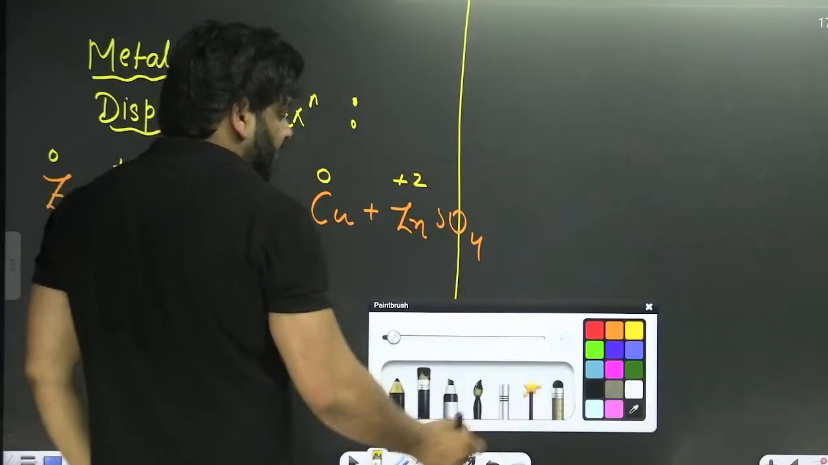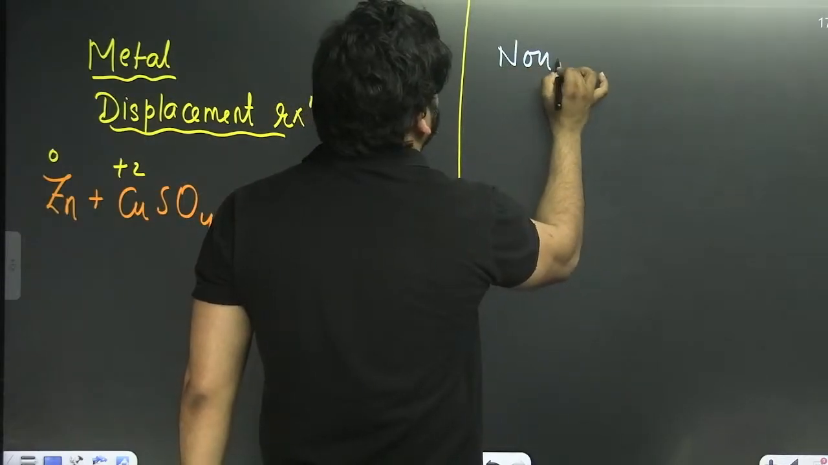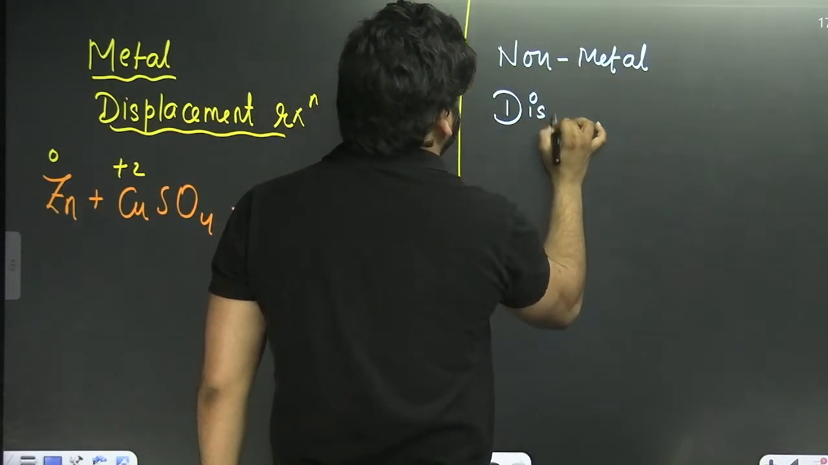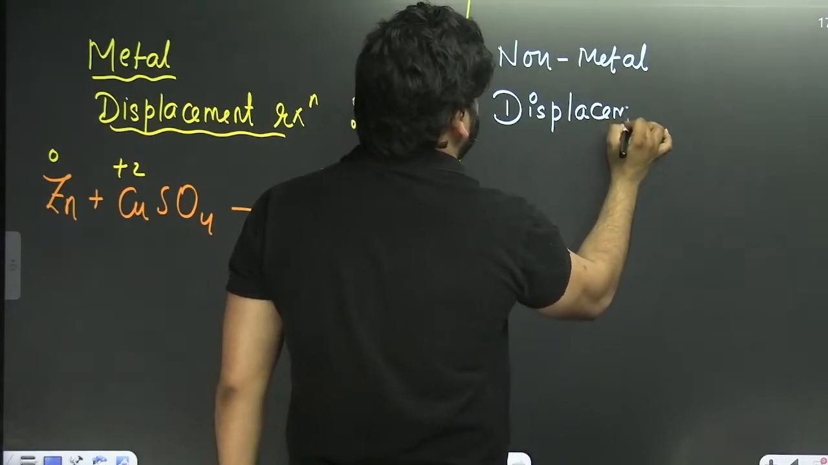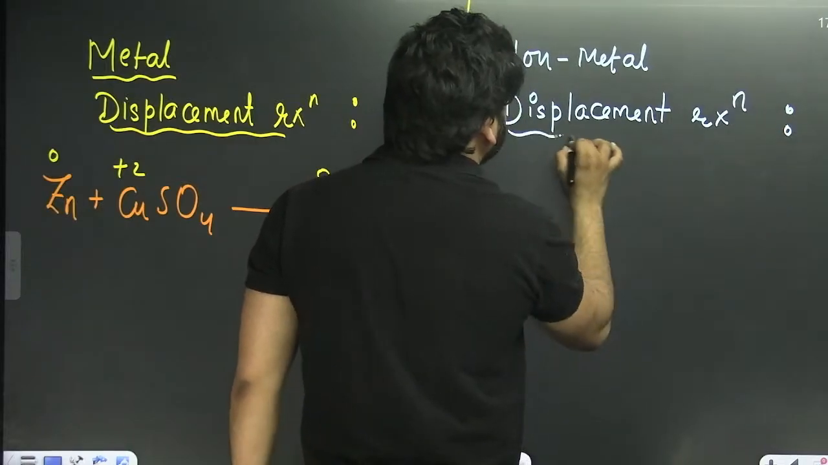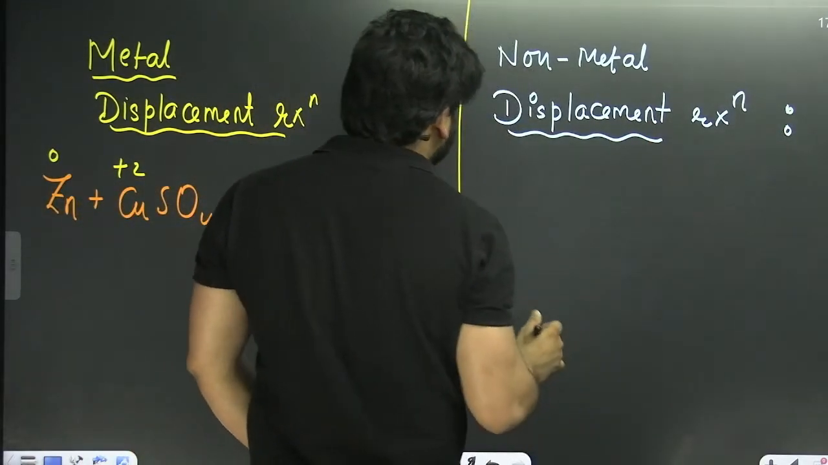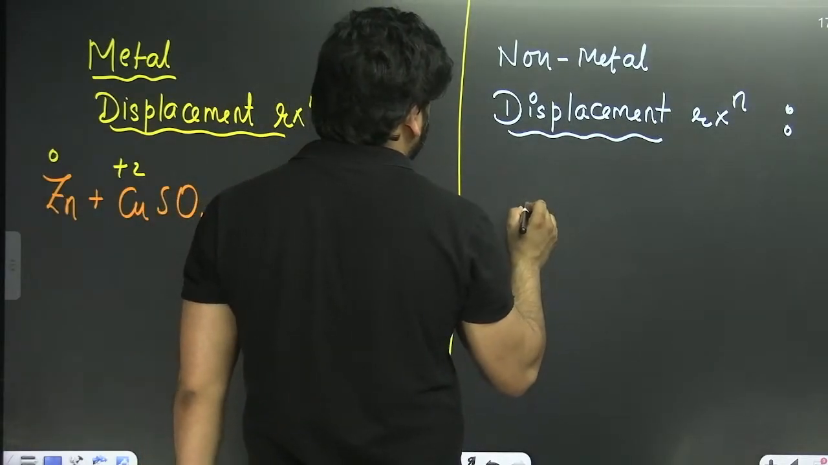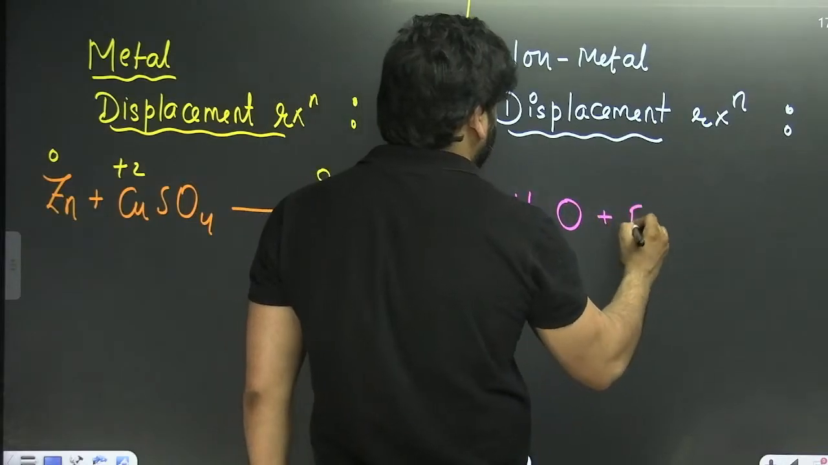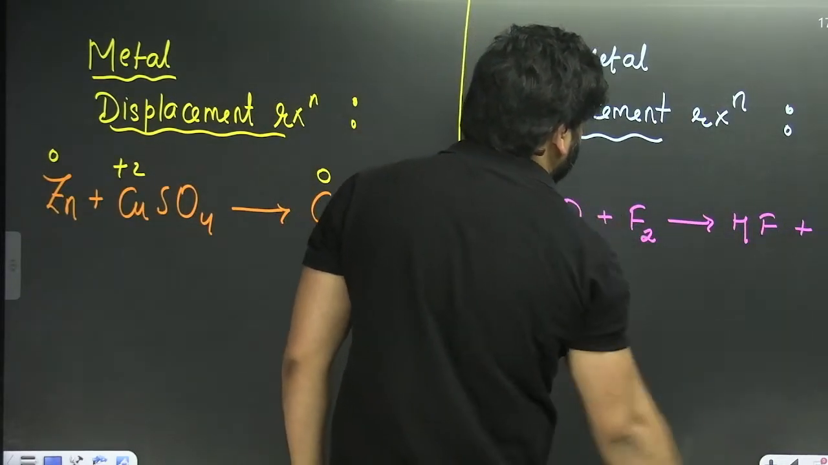And another example could be the non-metal displacement reaction. So what happens in a non-metal displacement reaction? Let us take this example. We have a non-metal: H2O reacting with fluorine produces HF plus oxygen.